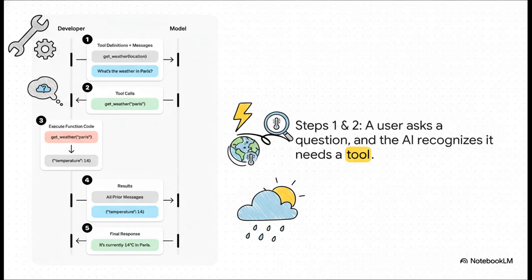All right, so let's look at the first part of this whole dance. In step 1, the developer basically tells the model, hey, just so you know, you have a tool called get_weather, and it needs a location. Simple enough. Then, when a user like you asks, what's the weather in Paris? The model doesn't guess. It intelligently responds with a special message, a tool call, that says, hey, I need to run the get_weather tool with the location set to Paris.